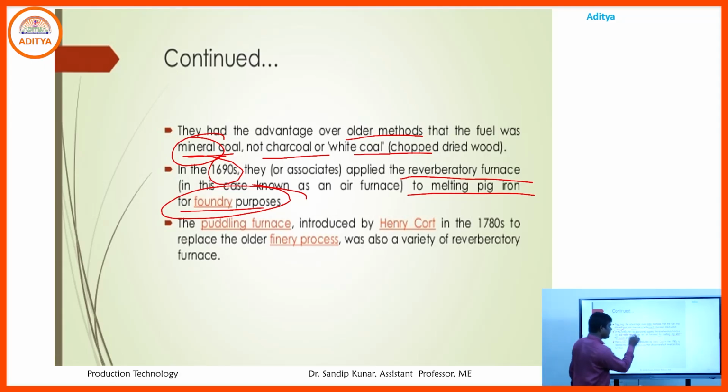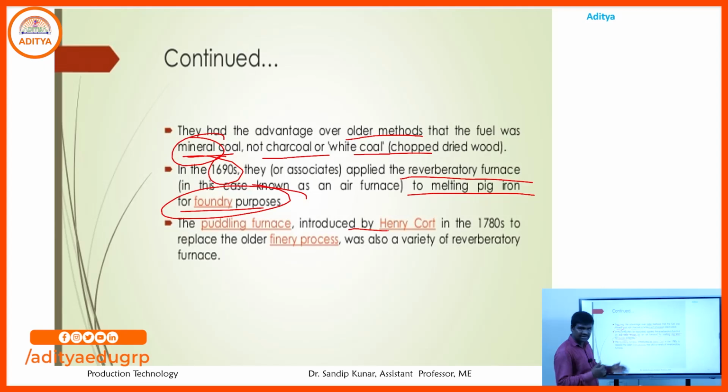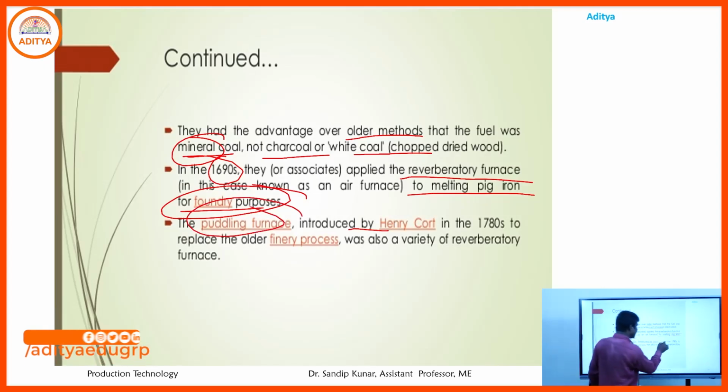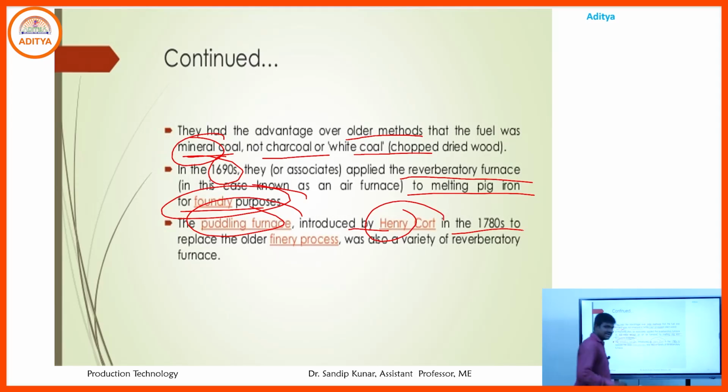The puddling furnace was introduced as a modification of that furnace by Henry Cort, the ironmaster, near about 1780. So at that time some modification was made to that particular furnace, which is called the puddling furnace. It was introduced by Henry Cort in 1780, and he patented that modification of the furnace.